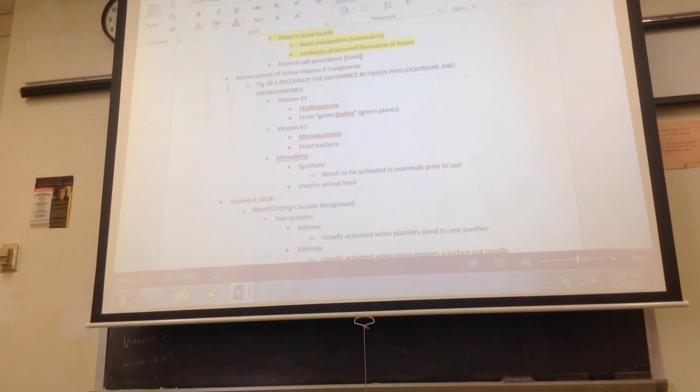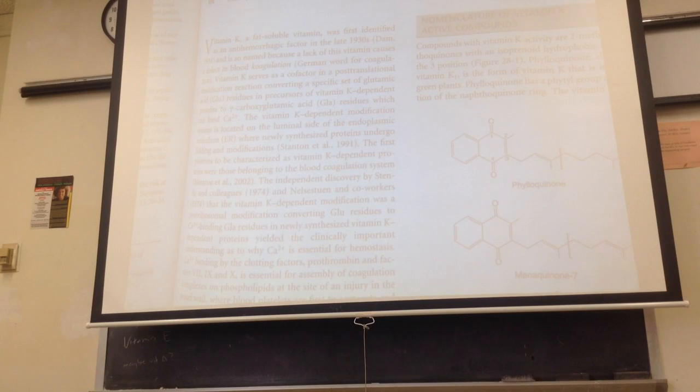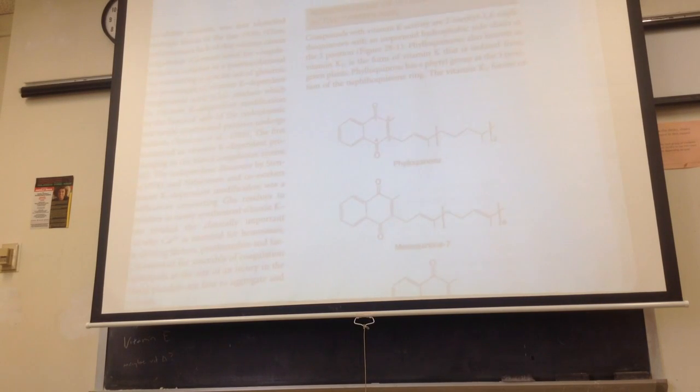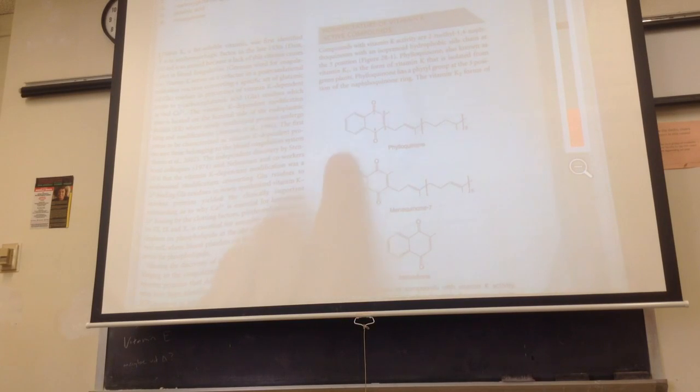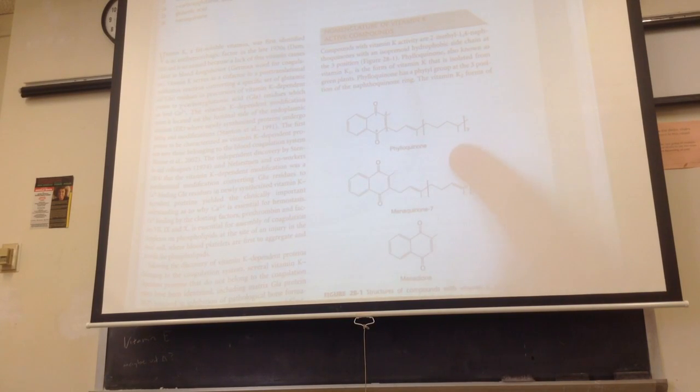I'll zoom out. All right, this is phylloquinone. This is vitamin K1, and it's our green leafies. This is menaquinone. There are multiple menaquinones. If you go back to thinking about folate, where you can have multiple domains and you can just multiply them out, it's the same thing here.